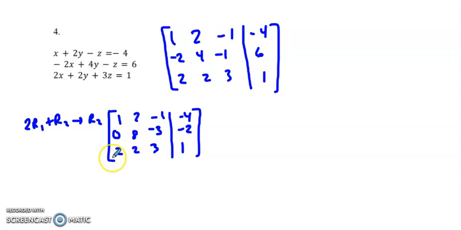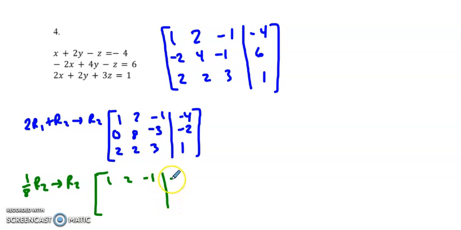Next thing I'll do, I want this to be a 1, so I'm going to do 1/8 times row 2 and place it in row 2. I'm only changing row 2. I should say replacing row 2 is what I'm doing. So I take 0, and then 1/8 times 8 is 1. 1/8 times -3 is -3/8. 1/8 times -2 is -1/4. And my third row has not changed.